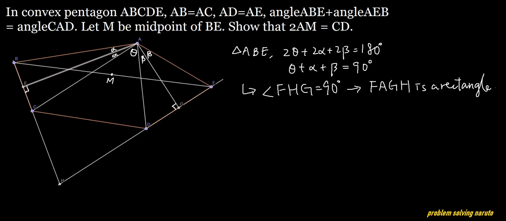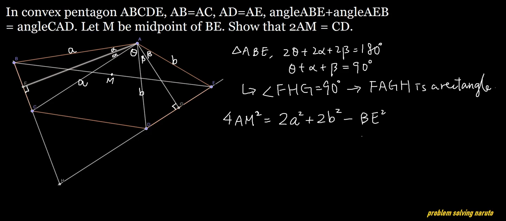Okay, so the median formula says that for AM square, let me give them names first. Let me call this A. Let's say this is B. So that would be 2A square plus 2B square minus BE square. Right, that's the formula for the median.